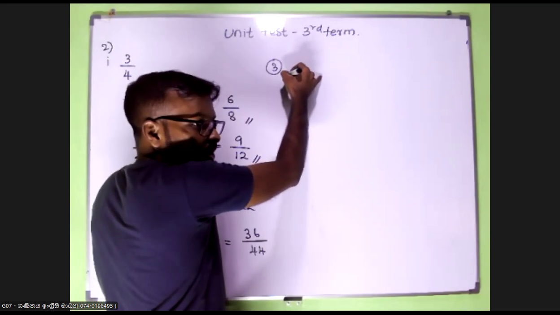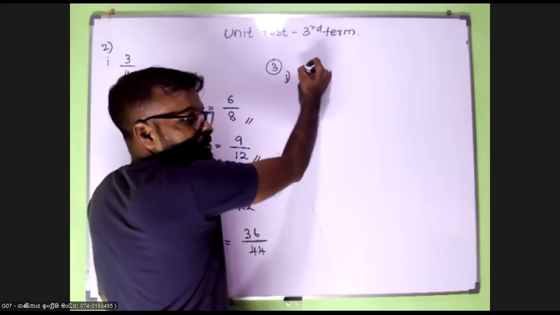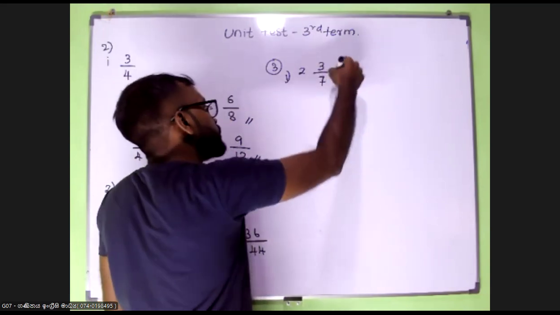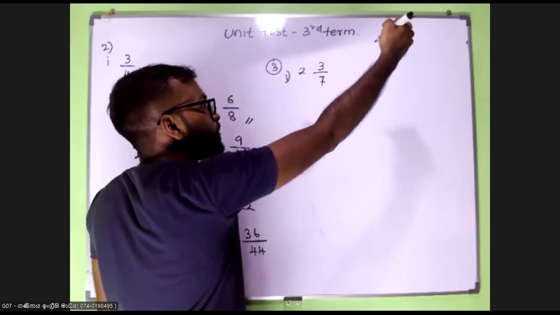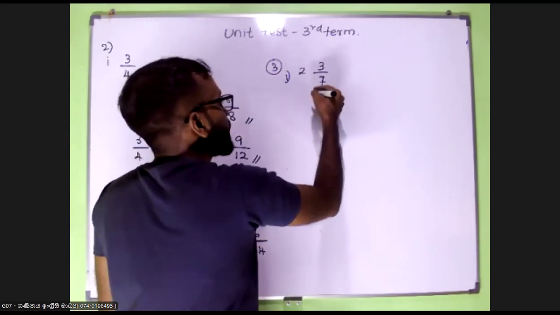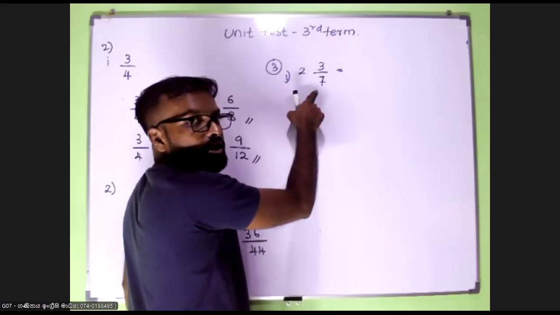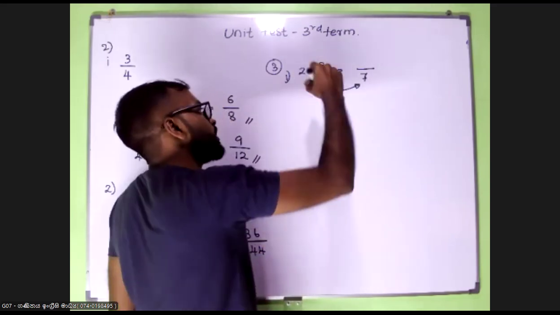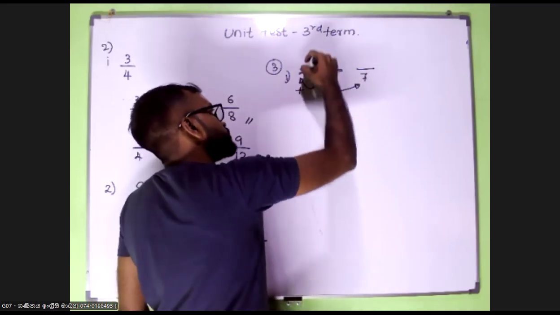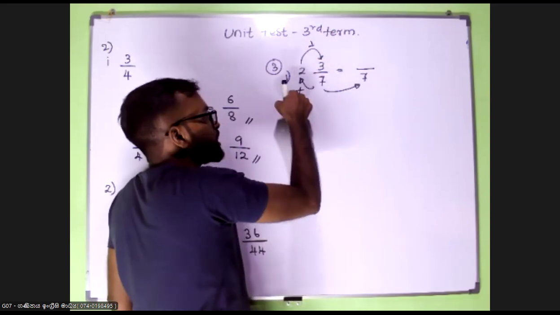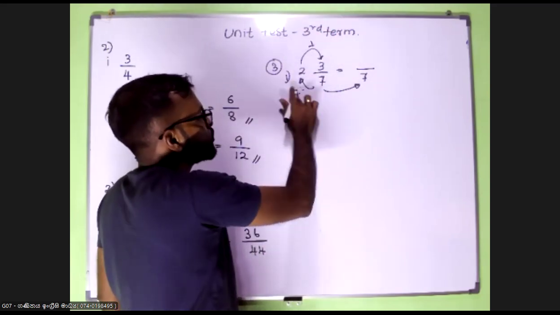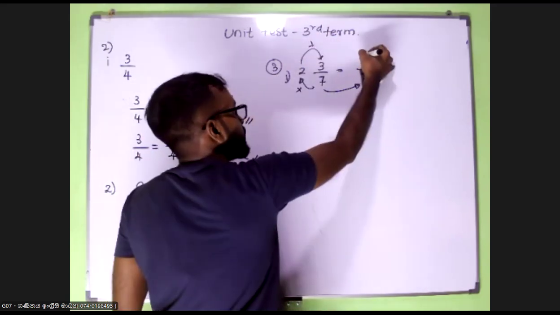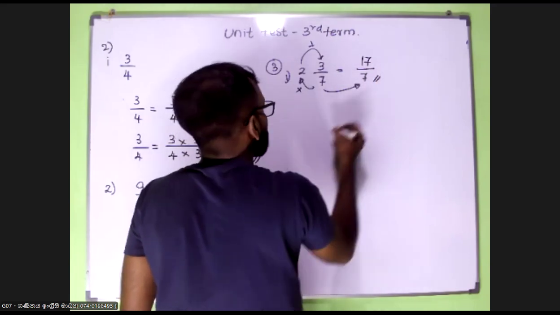So first one, it is 2 and 3 upon 7. So how do you convert this into an improper fraction? This is a mixed number, right? So your denominator remains the same. Denominator is the same, 7. Clockwise, right? 7 times 2 and plus 3. Multiplication, addition. 7 times 2, 14. 14 plus 3, 17. So this is the answer for the first one, right?